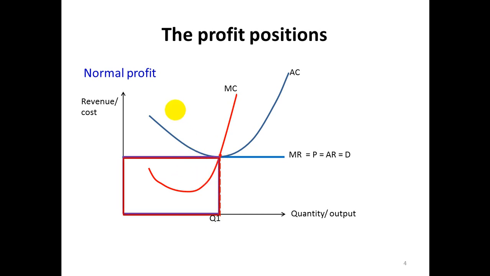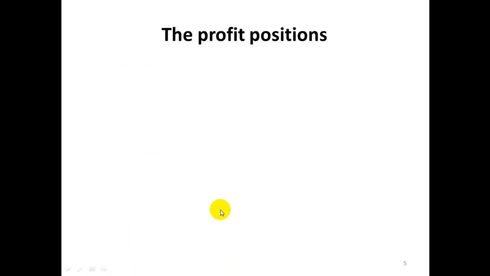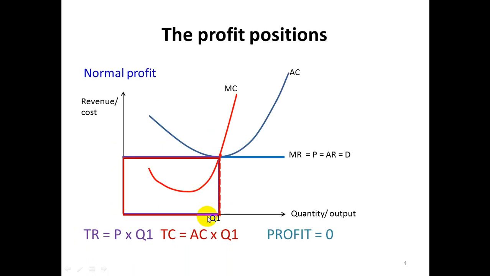Now, not sure if you saw that purple box that just came in there. That's your total revenue. Look at it again, your total revenue. It will be your price, which is up here, times your quantity one. So that entire box is your total revenue. Your total cost, on the other hand, gentlemen, is your average cost multiplied by your quantity one, which means it's the exact same box.